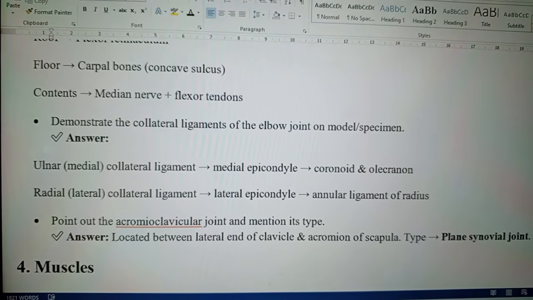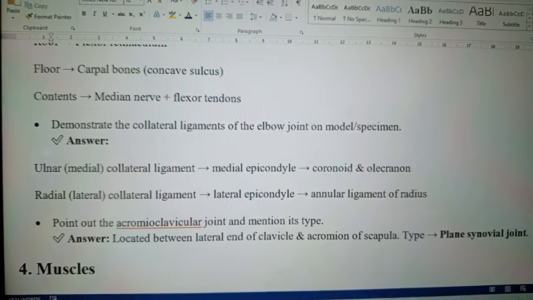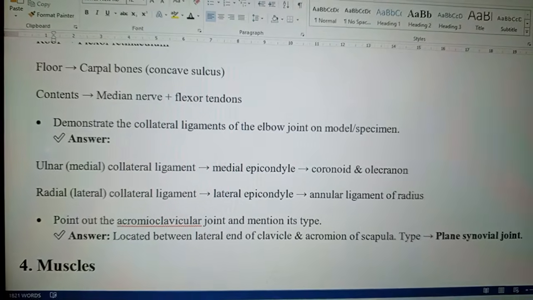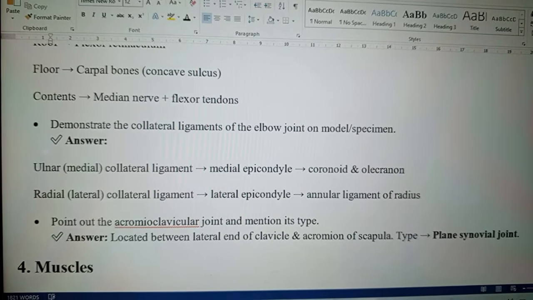Point out the acromioclavicular joint and mention its type. Its type is plain synovial joint.